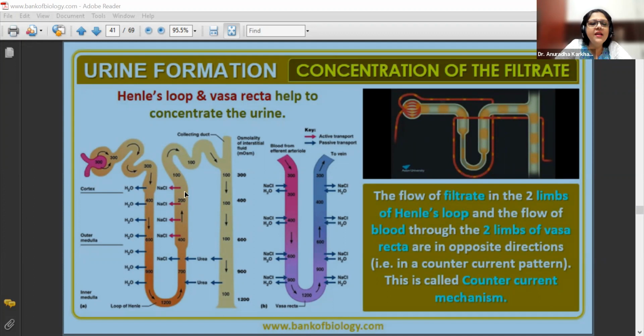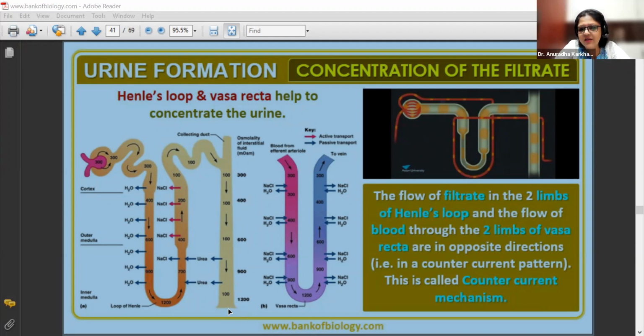And eventually, see, ये 100 होके it is going to move through the DCT, that is your distal convoluted tubule, ultimately enter the collecting tubule. H2O also comes. It's going to come later on. You will be seeing that diagram as well. Understood this or not?